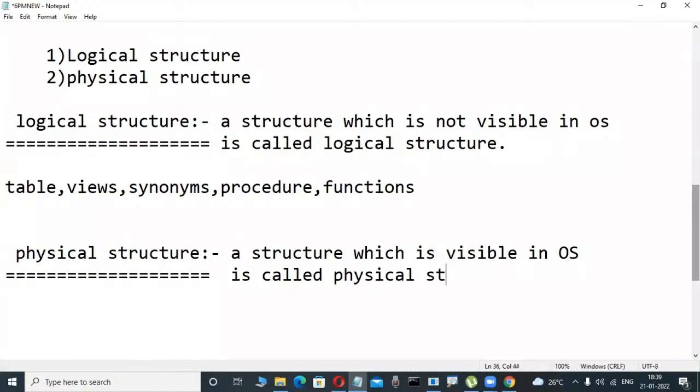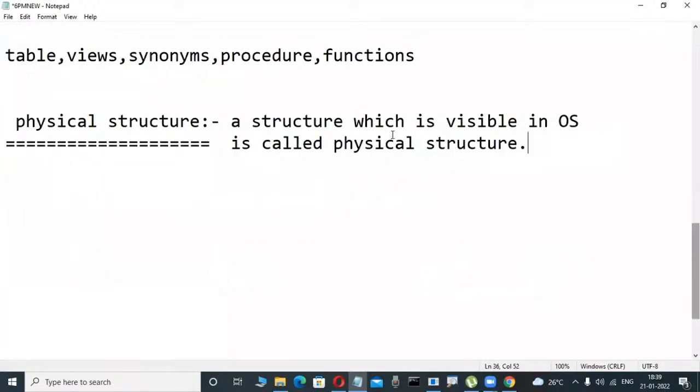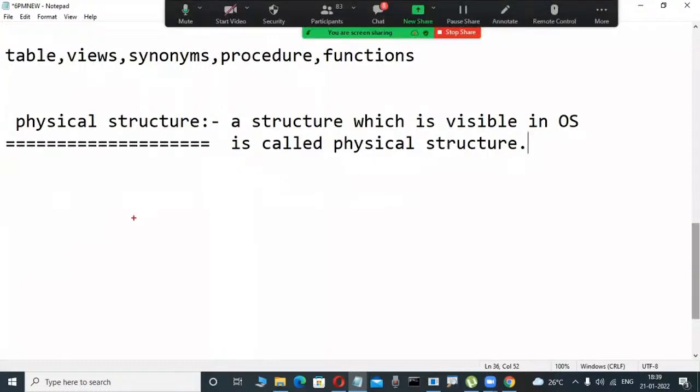Who are the persons working in this physical structure? It's a big concept. I'm telling the definition side only, because I will tell you which definition is correct. A structure which is visible in the operating system is called a physical structure. Suppose I am installing software, some physical files are created on the disk. Suppose PowerPoint, MS Access, Word, anything we load, physical files are created.